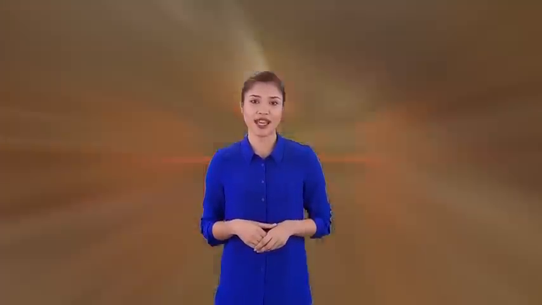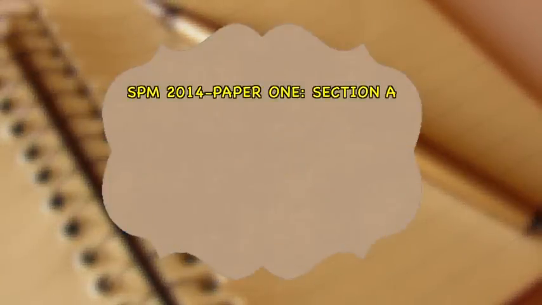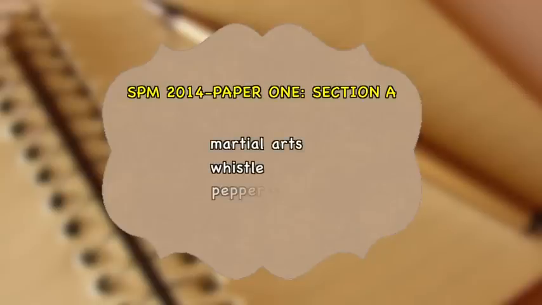So how do you use the points given to write an essay? Well, that's easy. You just have to write a full-length sentence using the points given. In this case, some of the suggested ways to prevent crime in Paper 1, Section A 2014 are martial arts, whistle, and pepper spray.